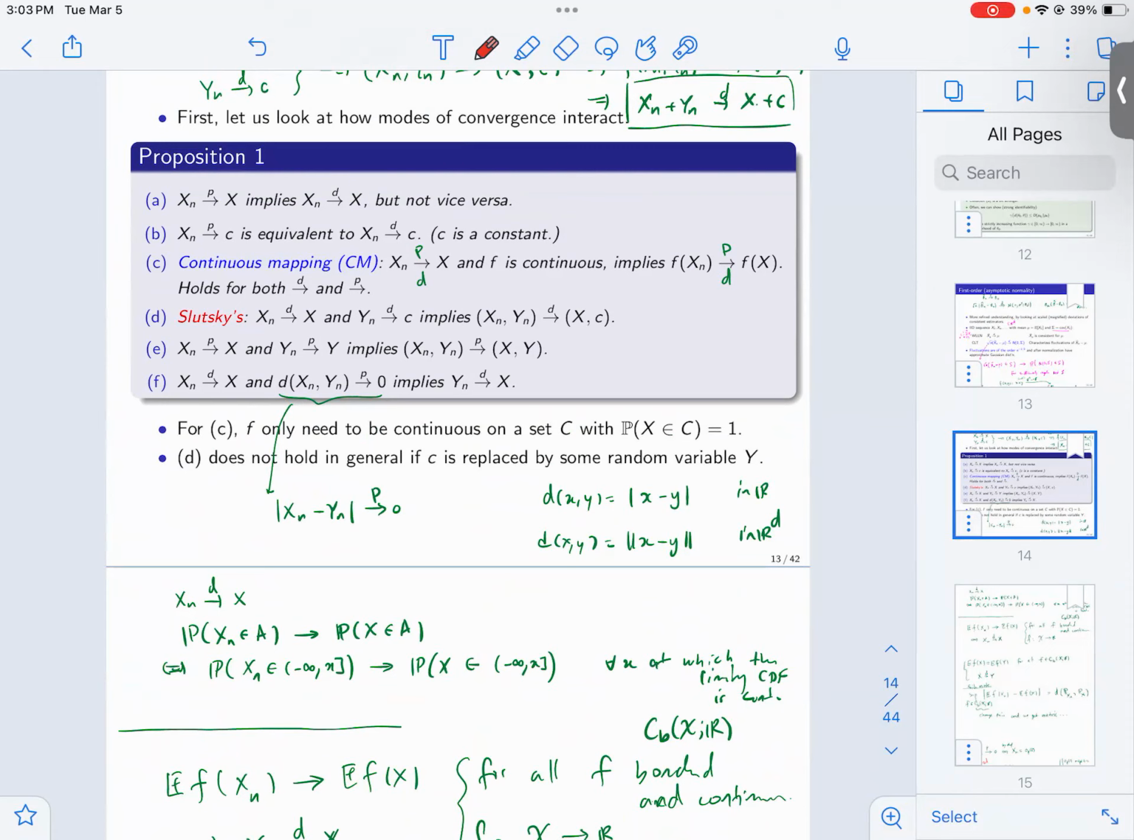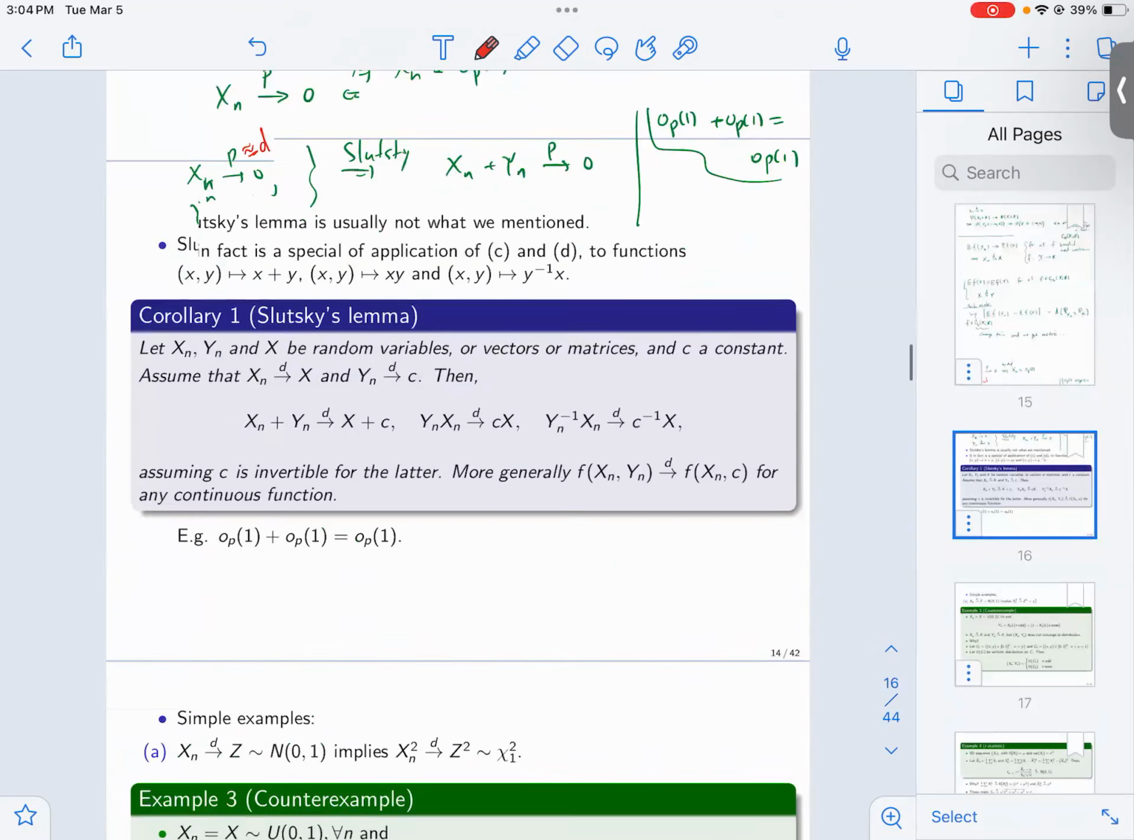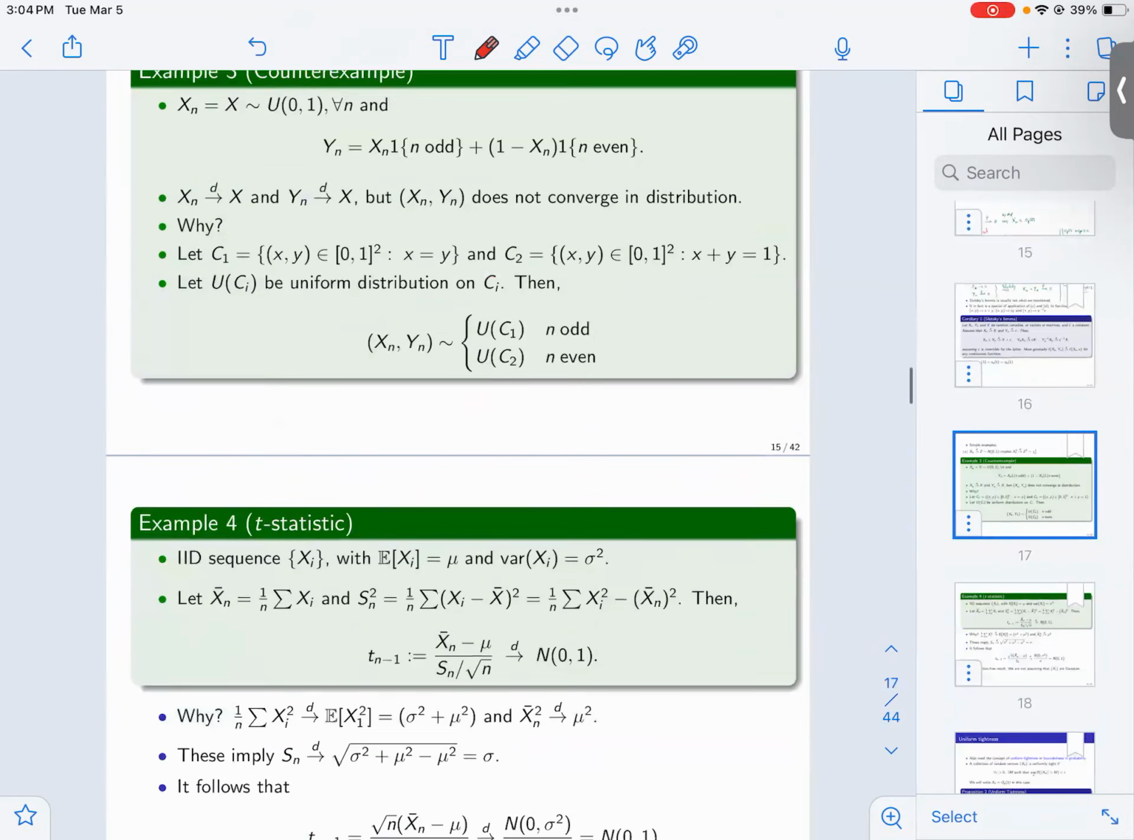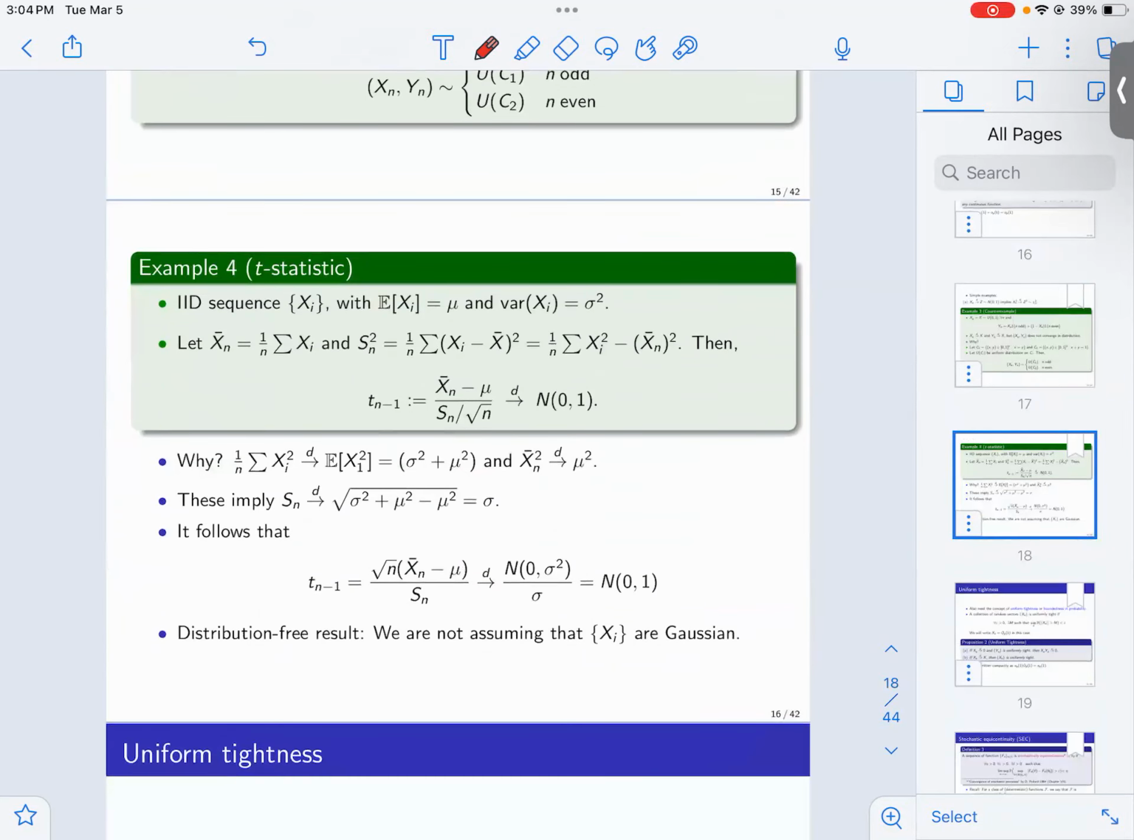That slide gives you a counterexample of what happens when you have convergence to something random. It's not particularly important, so let's skip this. If we have time, we'll come back, but you're welcome to read it. Let's do the example. I want to use these properties to prove some sort of asymptotic normality results from basic CLT.